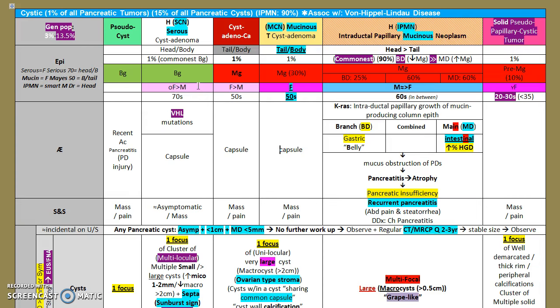Now we discuss the gender difference, the epidemiology, and the location, and the age. The thing that you want to keep in mind here is that the pseudopapillary cystic tumor is a disease of young females. Usually they are 35 or less. Okay, let's move to the etiology now. There are 2 points, and one of them is a board point: the serous cystadenoma is related to von Hippel-Lindau disease, while the IPMN is KRAS related.